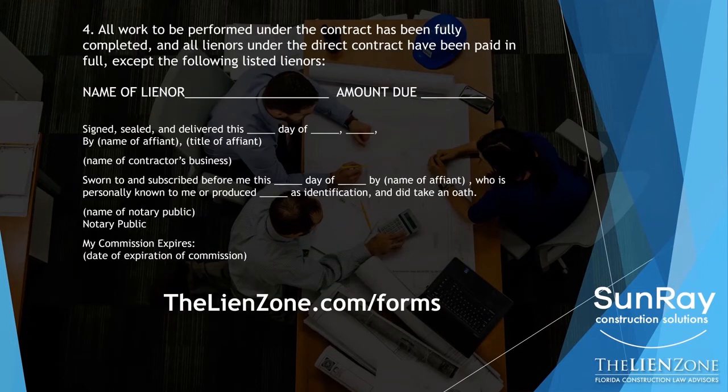In the final paragraph, it's going to say that everyone that has a lien or has lien rights has been paid, and if not, it will list the name of the lienor and the amount that's due, and then the final section is the notary block. You can get this and many other forms that you can download in Word format and use, including some release forms, sworn statements of account, and obviously this contractor's final affidavit at thelienzone.com/forms.